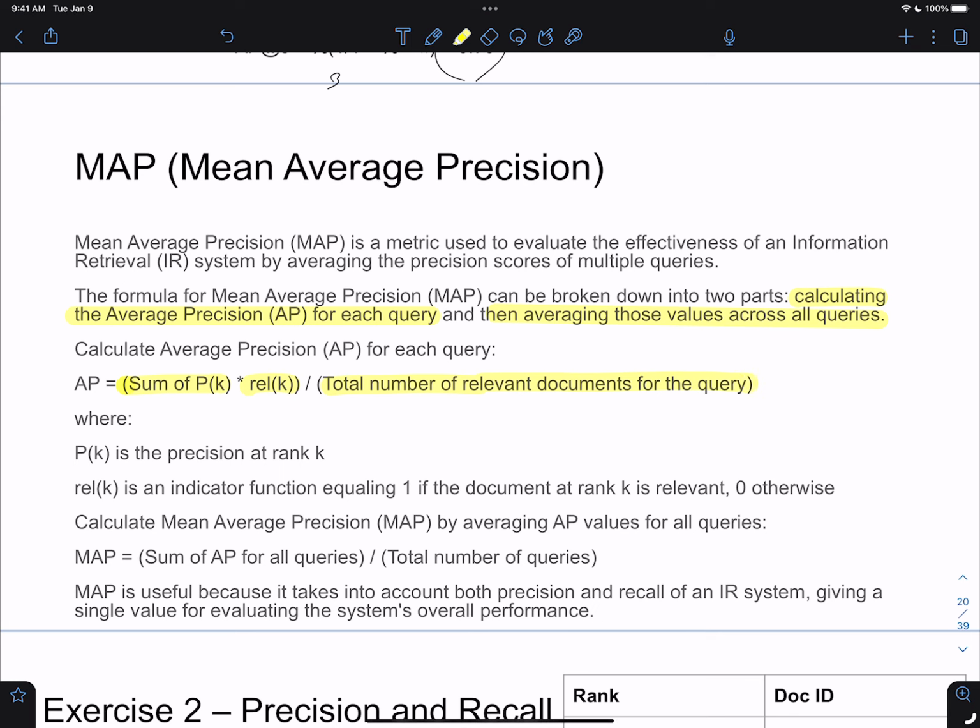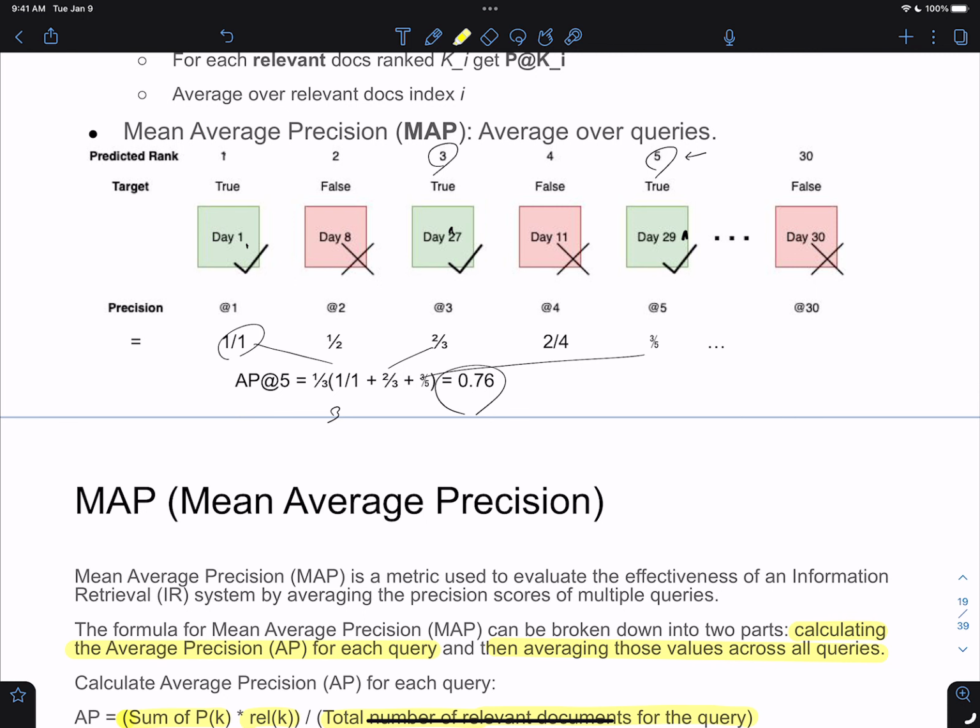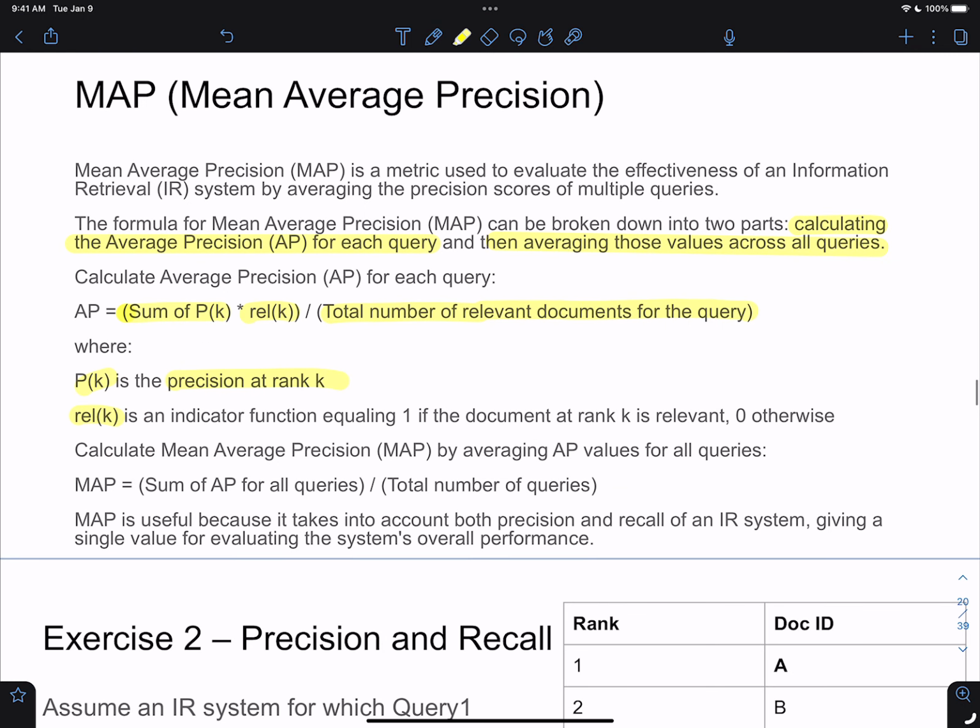So pk essentially is the precision at k. Rel k is the indicator function equaling 1. So in this instance, it's abstracted because when it's relevant, it's times 1. So it's simplified: the function equals 1 if the document at rank k is relevant, and 0 otherwise. And then to calculate the mean average precision, you average the AP values over all the queries. So MAP is essentially the sum of AP of all queries over the total number of queries.